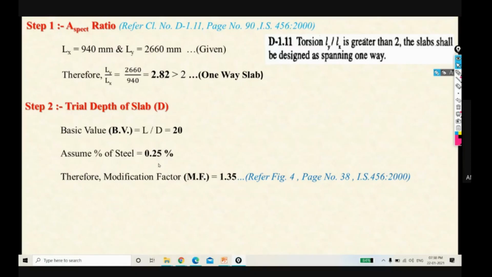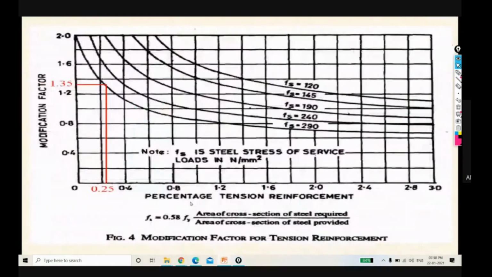Now for the percentage and Fs value, calculate the modification factor. Generally this is one graph, and from this graph we have to find the modification factor. In this graph, first you can see the Fs values: Fs 290, Fs 240, Fs 190, Fs 145, and Fs 120.